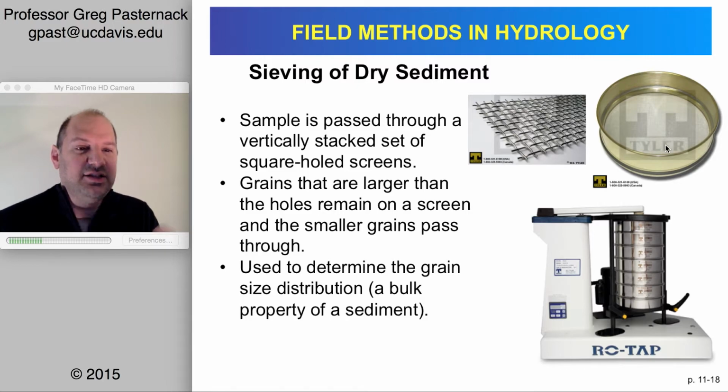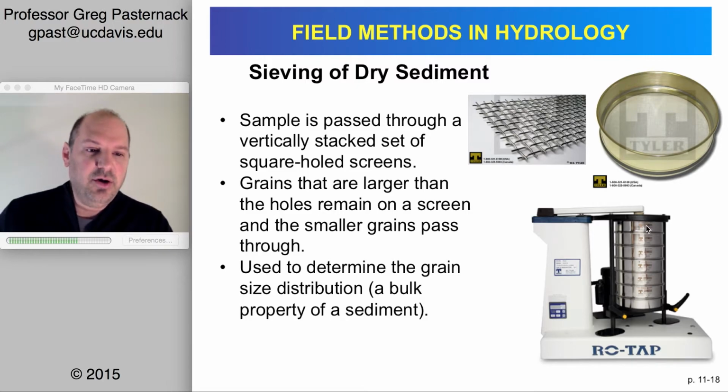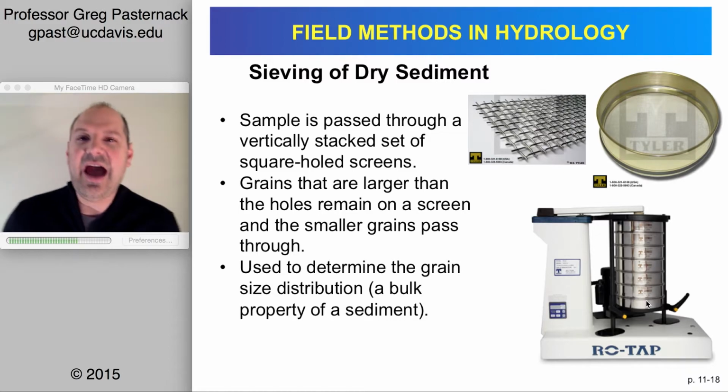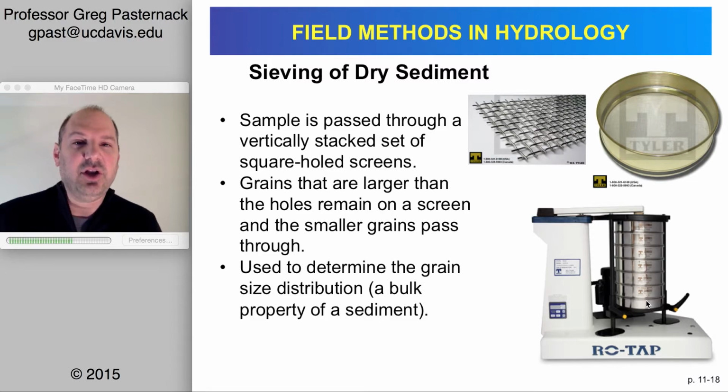fairly standard size. And you create a stack of those, and usually the stack is in a half phi or quarter phi scale. So this would be the point to pause and go back to the Wentworth scale and see what I mean. Like what's half phi, what's a quarter phi? That's the log 2 scale. So phi is the equivalent of pH, but for grain size. And so you would stack them with the largest opening at the top and then going down to the smallest opening with a pan at the bottom.